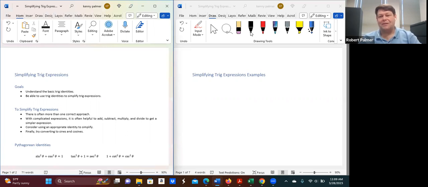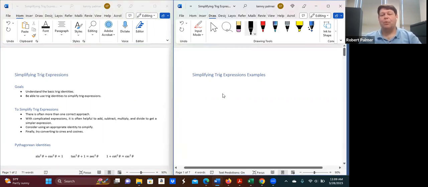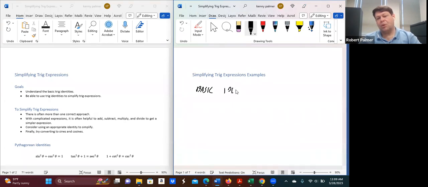An identity is something that's true for every number within some range, within some domain. So think about some of the basic identities, the ones you're already familiar with. For example, cosecant of theta, or x, or whatever variable you want to use, is 1 over sine. And remember that goes both ways. So sine is also 1 over cosecant.